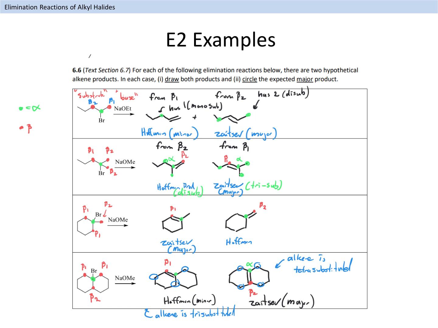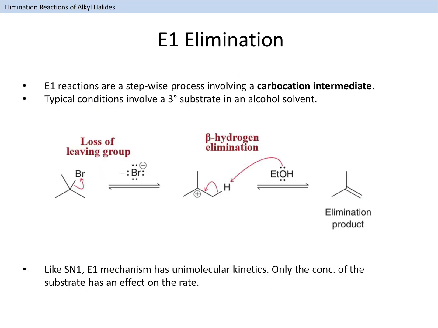Now that we have solidified our understanding of the E2 elimination, let's go to the next page and start learning about the other possible mechanism, the E1 reaction. Recall that E1 eliminations, like SN1 reactions, are a stepwise process. Another similarity they share is that E1 reactions, like SN1 reactions, involve the formation of a carbocation intermediate, as the rate-determining step in the mechanism.